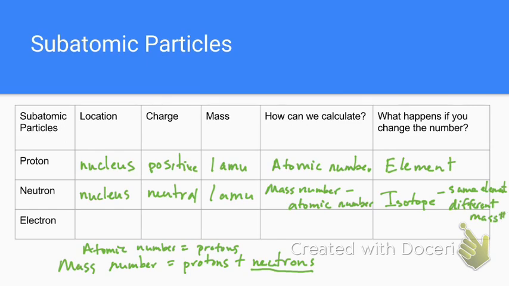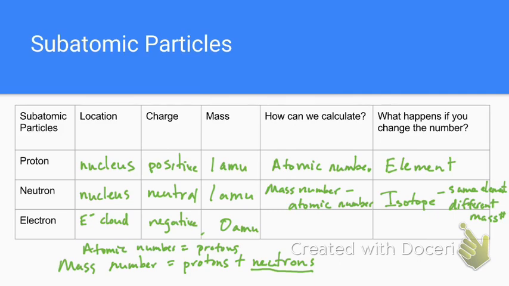Okay, let's take a look at the electron. The electron is found in the electron cloud. Its charge is negative. Its mass is like 1 over 1840 AMU. But for your sake, just think of it as 0, because it's so small, we'll just say it's 0.